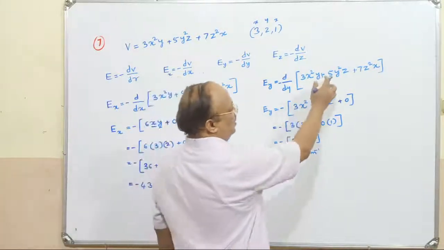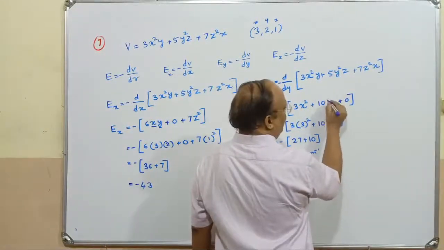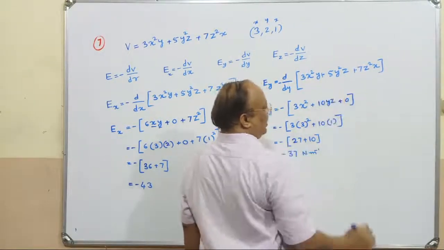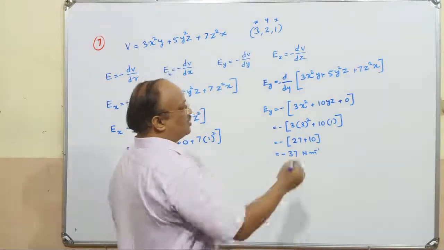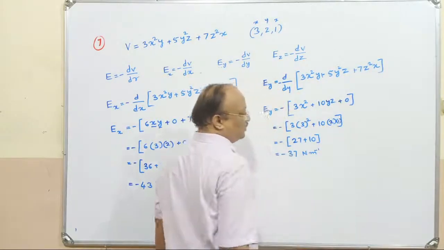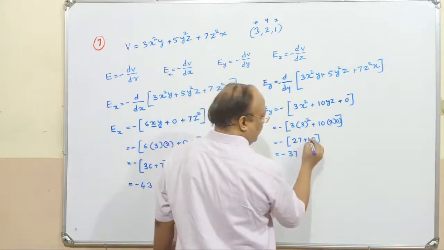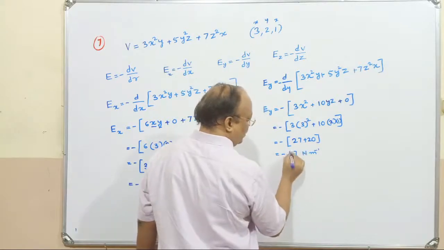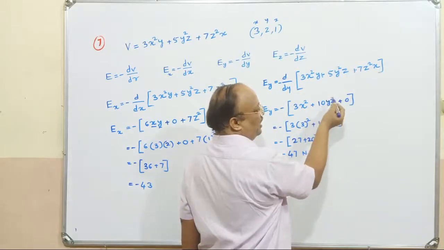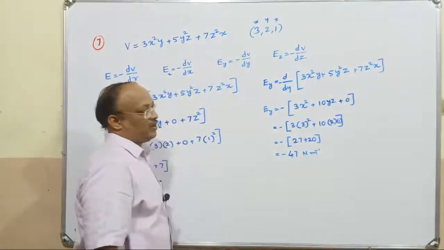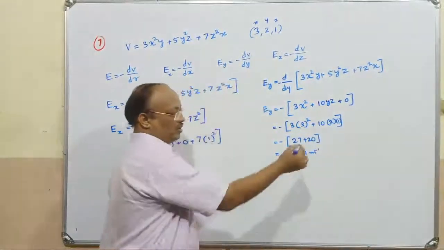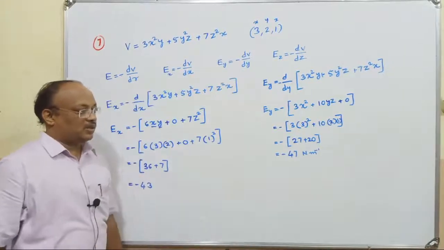So here also we have y into z, 10y into z. Here y is 2, z is 1. Differentiate 5y square z, it will be 10y into z. So therefore it is 10 into 2 into 1, so it will be minus 47.